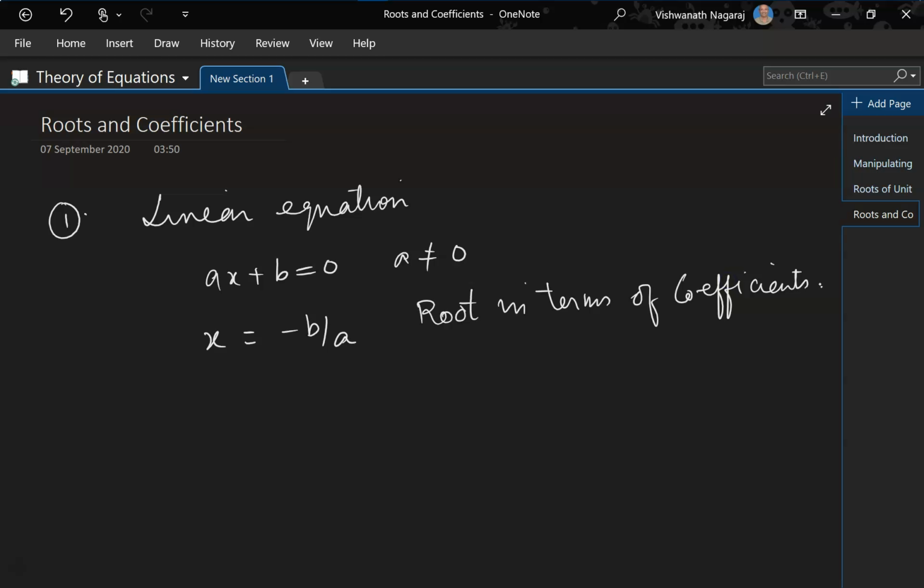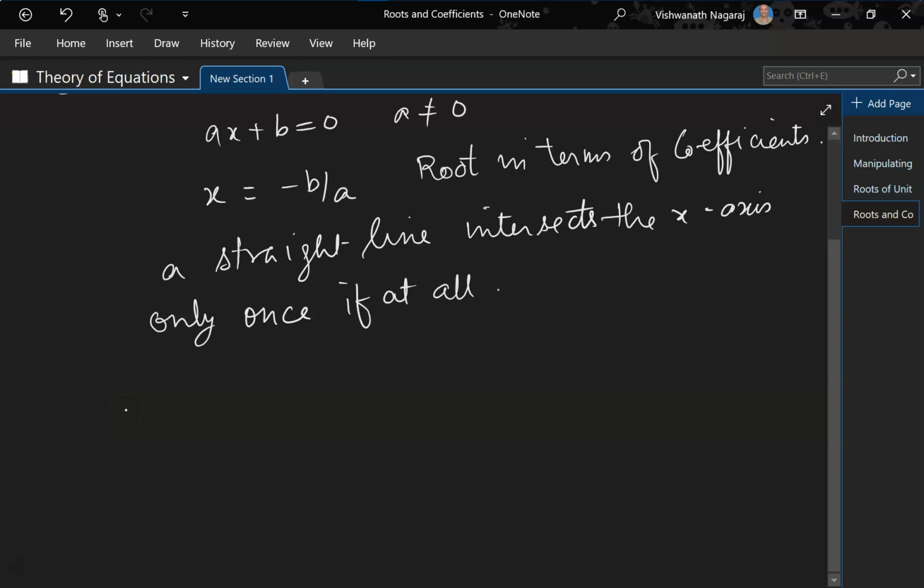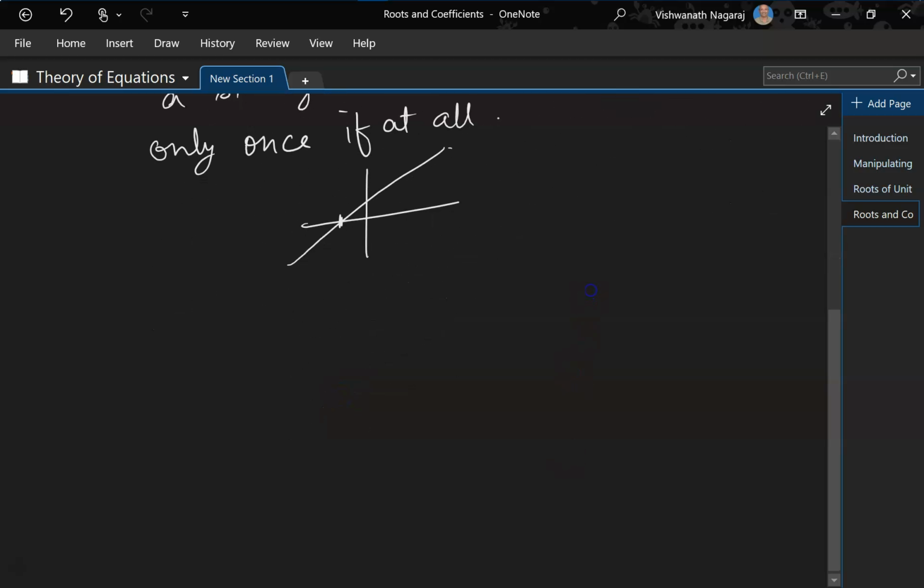Now a straight line, which is what a linear equation represents, intersects the x-axis only once, if at all. That means it may not intersect the x-axis if it is parallel to the x-axis. Now the graph may look something like this. At some point it will intersect the x-axis.